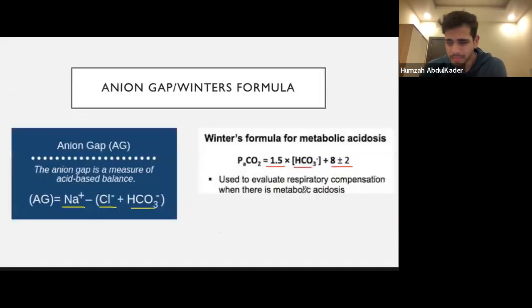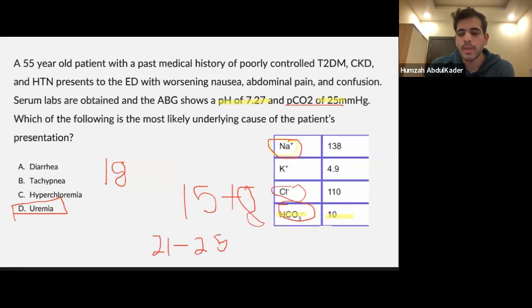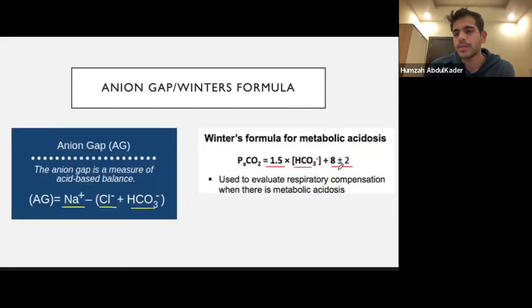So again, it's a fairly simple concept, but it's just a formula. Nobody likes remembering formulas. Nobody likes memorizing these things, but it's just 1.5 times the bicarb, whatever the bicarb is, right? Then that plus 8 plus or minus 2, because it's going to give you a range of numbers.